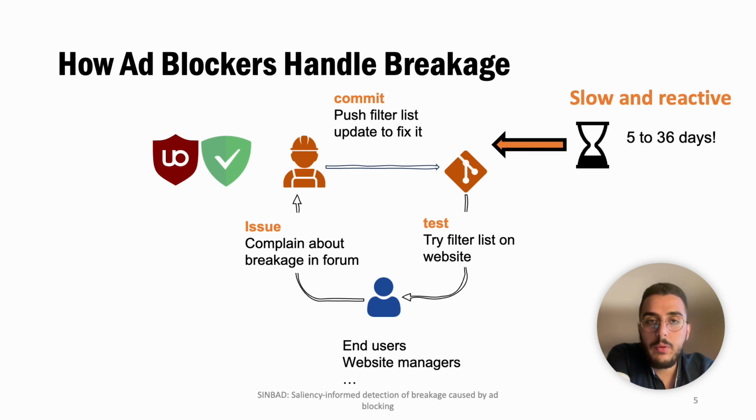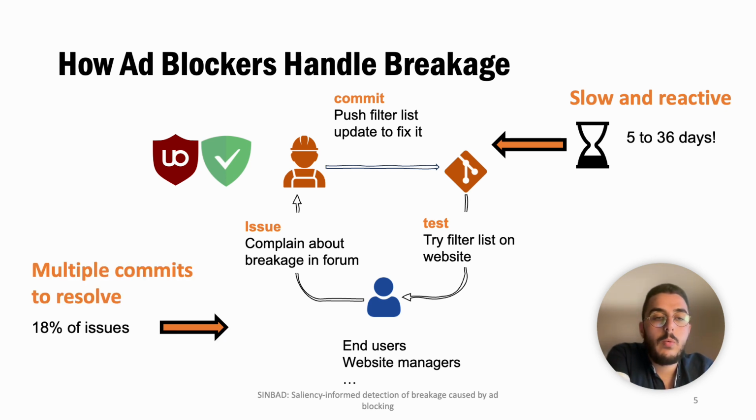Now, we find in our study that it can take up to a month for some issues to be fully resolved, which makes the process slow, decreases user experience, and might cause reduced adoption of these ad blockers. We also find that many issues take some back and forth between users and maintainers to be fully resolved, which causes many intermediary commits that don't fully resolve the breakage. And this occurs in a non-negligible amount of issues. This fact will require additional care during data curation.